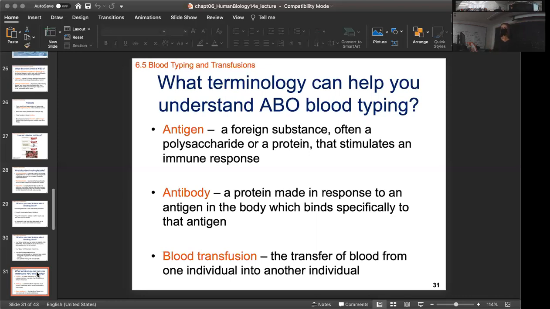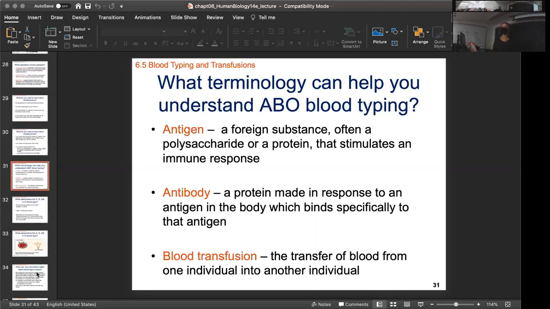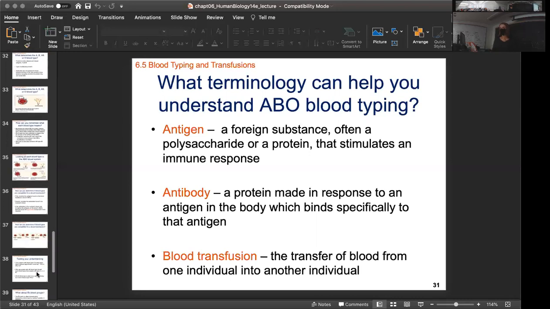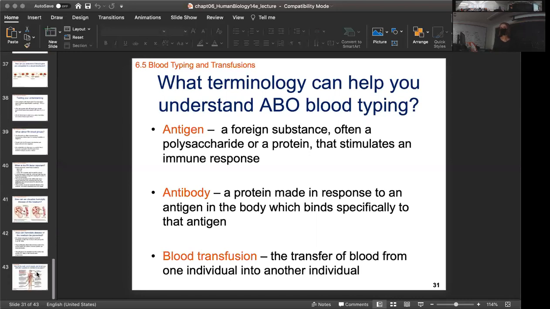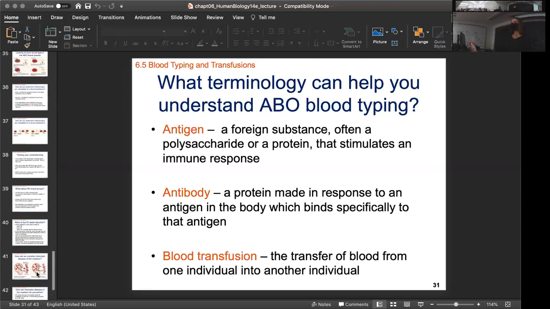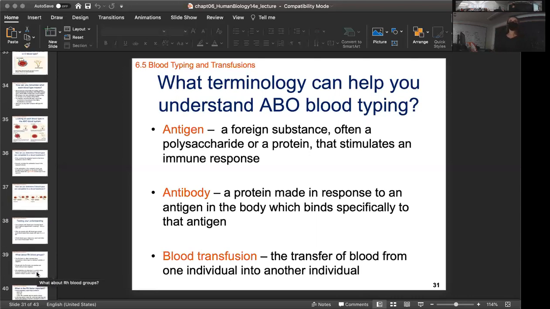Let's talk about the ABO blood type. We've got about 12 slides left, and 2 or 3 of them are just full picture slides. So we're getting towards the end here, so stay with me, especially because we know what we're talking about a little bit, right? We talked about ABO blood typing in lab. We talked about the words antigen, antibody, blood transfusion, okay?